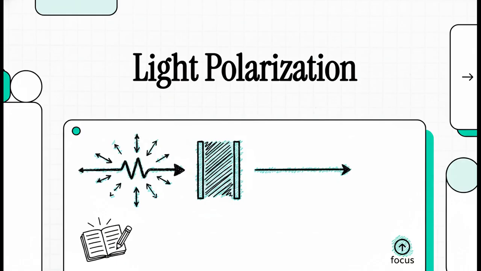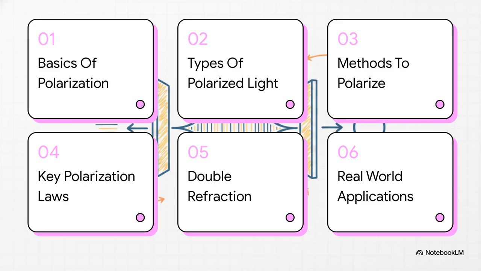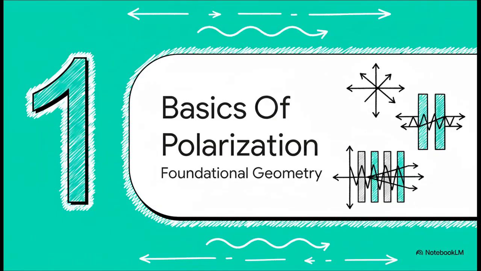Let's get started. तो ये रहा आज का syllabus. We've got 6 core sections to cover today. 1. Basics of light polarization. 2. Types of polarized light. 3. Methods to polarize light. 4. Key polarizing laws. 5. Double refraction and retardation. And finally, 6. Real-world applications. Okay, let's dive right into this.